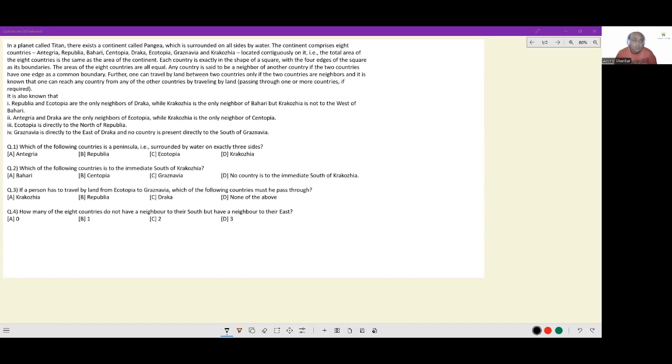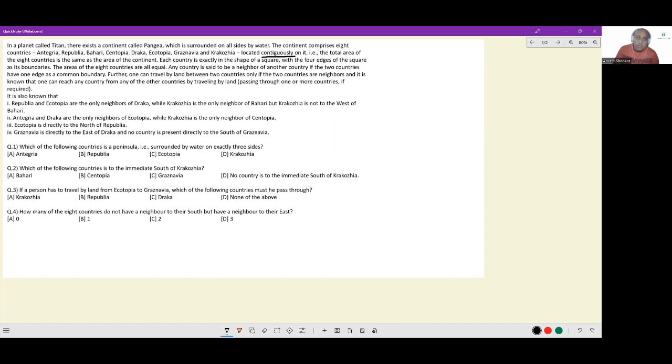Let's look at this set. In a planet called Titan, there exists a continent called Pangaea, which is surrounded on all sides by water. The continent comprises 8 countries: Antigeria, Republica, Bahari, Centopia, Draca, Ecotopia, Grazanavia, and Krakozia, located contiguously on it. Contiguously means they are connected to each other. That is, the total area of the 8 countries is same as the area of the continent. So the continent does not have any other country apart from these 8.